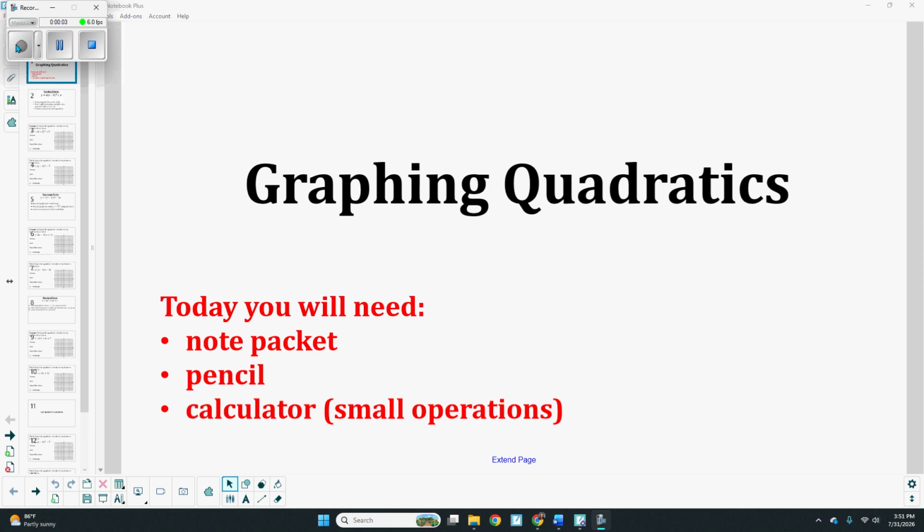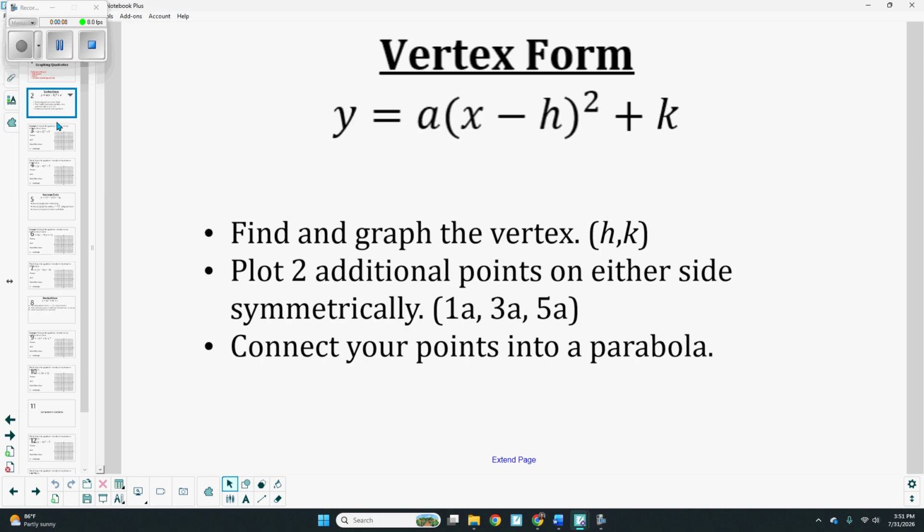Our next lesson is on graphing quadratics in the different forms. So first up is vertex form. We know that that gives us the vertex. Once we have the vertex plotted, we're going to put 2 additional points on either side symmetrically.